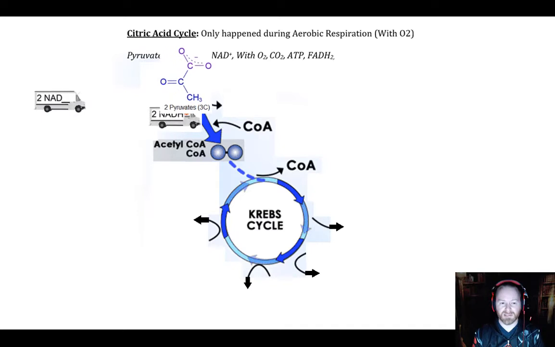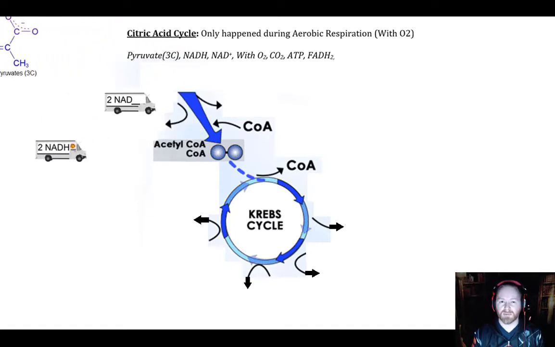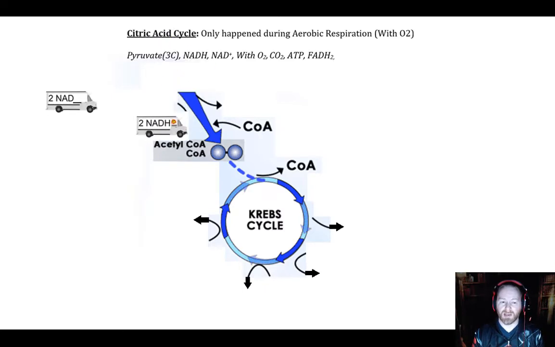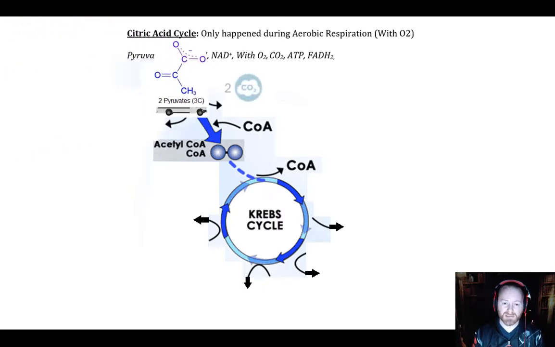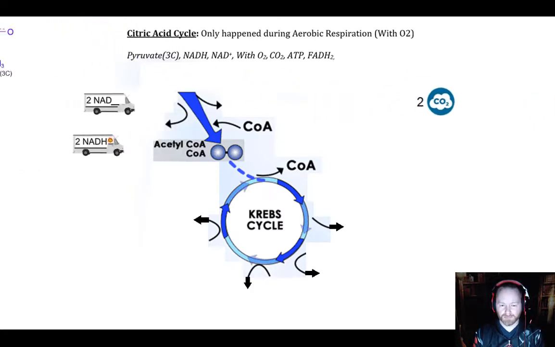That's going to leave and go off to the ETC. But once we start taking off those hydrogens, we don't need all the carbons, and we don't need all the oxygens that are left. So what happens next? Well, a little bit of CO2 is produced. Just a little bit, 2 CO2, 1 from each molecule.